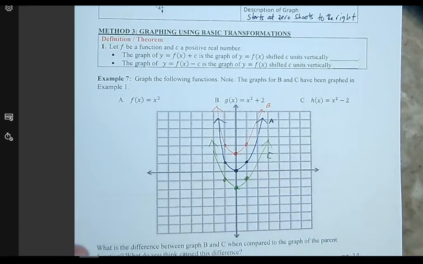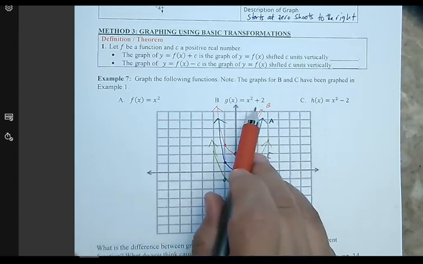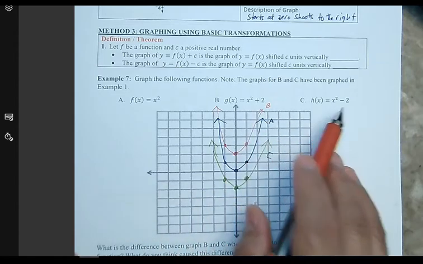So it says, what is the difference between graph B and C when compared to the graph of the parent function? What do you think caused this difference? So if you compare B and C to A, then the graphs were shifted. And what caused that is adding a plus 2 or adding a minus 2.